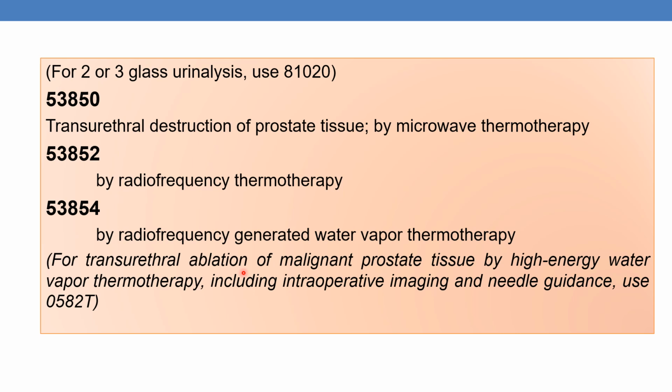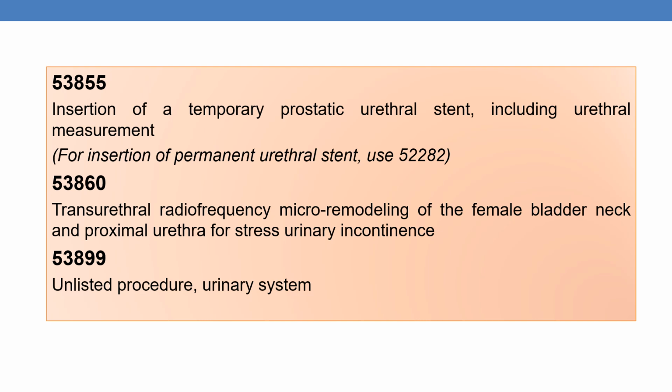And for transurethral ablation of malignant prostate tissue by high energy water vapor thermotherapy, including intraoperative imaging and needle guidance, use 0582T. Coming to the next CPT, it is 53855. Insertion of a temporary prostatic urethral stent, including urethral measurement. And for insertion of permanent urethral stent, use 52282.